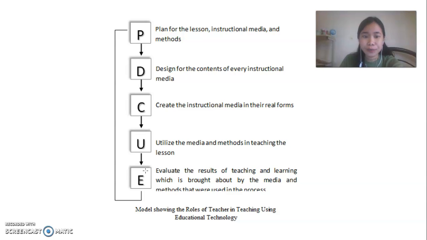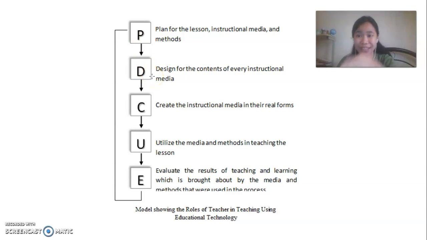Okay, so as a whole, to generalize our topic for this one, we have here an acronym, PDQ. So Q, not the letter Q, but Q like CUE. So let us always remember the 5 roles of a teacher in the classroom using educational technology. So first is the letter P, which is for plan for the lesson, instructional media and methods. D is for design.